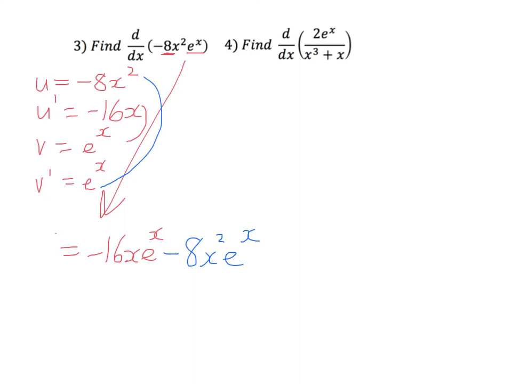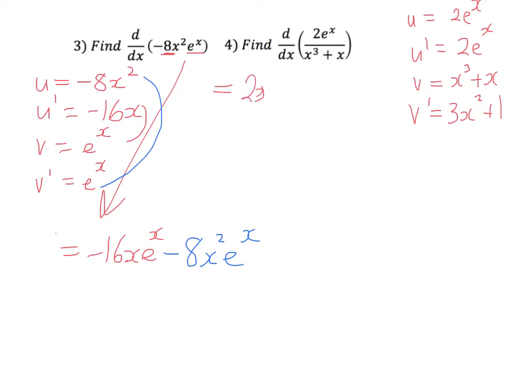Number 4, we have a function divided by another function, which means we need to use the quotient rule to differentiate this. So our u is the numerator, which is 2e to the x, which means our u dash is also 2e to the x. Our denominator v is x cubed plus x, and our v dash then is 3x squared plus 1. So our quotient rule is insides 2e to the x times x cubed plus x minus the outsides.